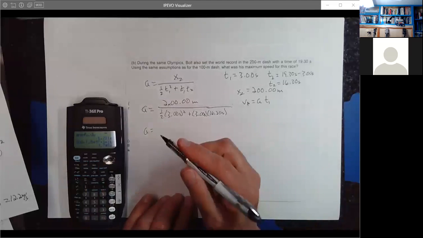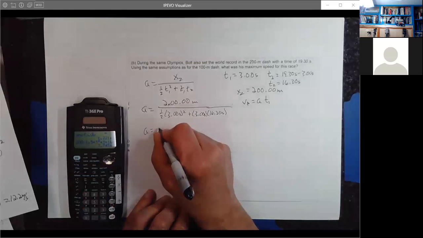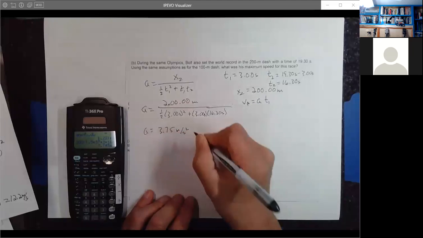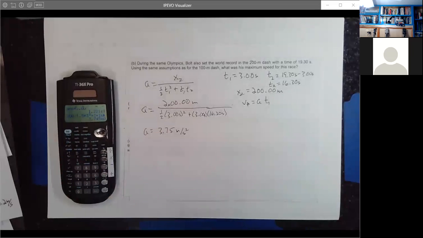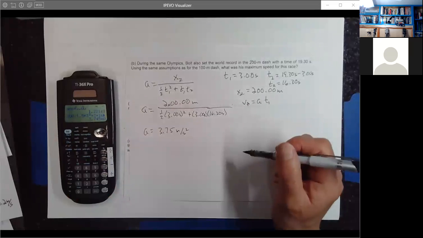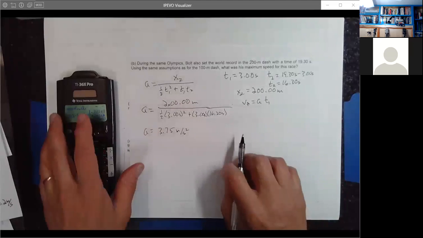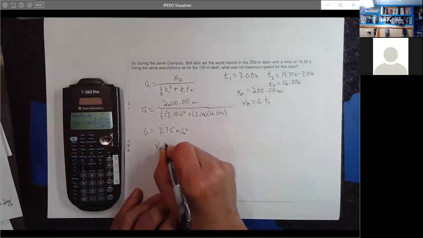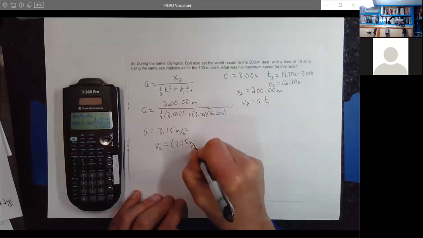Okay, I get a smaller acceleration this time. He had 4.07 the first time. I get 3.75 meters per second squared for this one. So he didn't accelerate quite as much, probably because it's 200 meters long. If you tried to get going as fast as you did for the 100-meter dash, you'd crash.